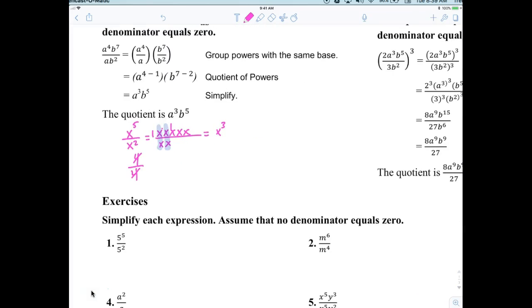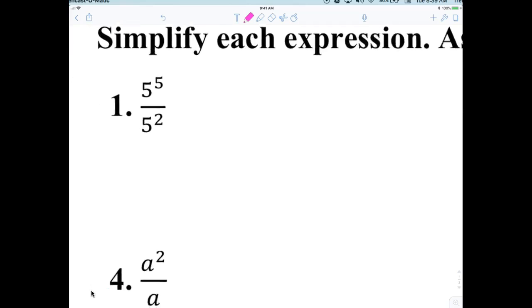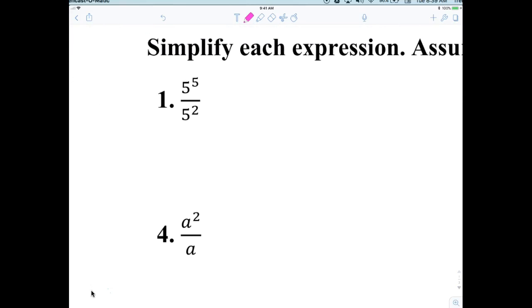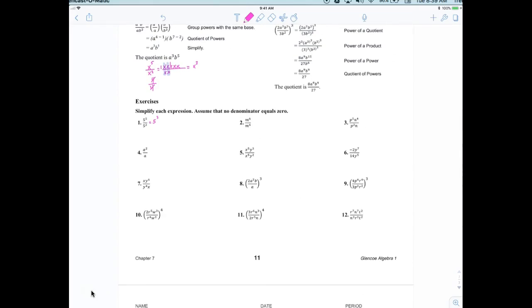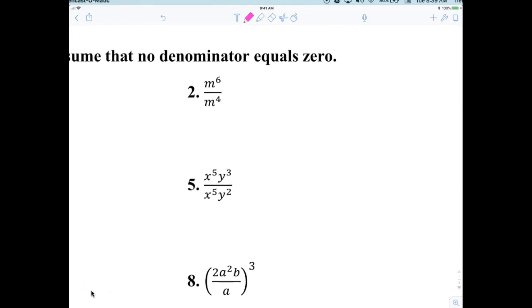Okay, so now let's see how good we are. Now again, I don't care numerically what the answer is. I care if you understand the exponents. So if I say 5 to the 5th divided by 5 squared, you should be able to tell me that's 5 to the 3rd power. All right. So here we go. Number 2 would be what? M squared. M squared. Beautiful.